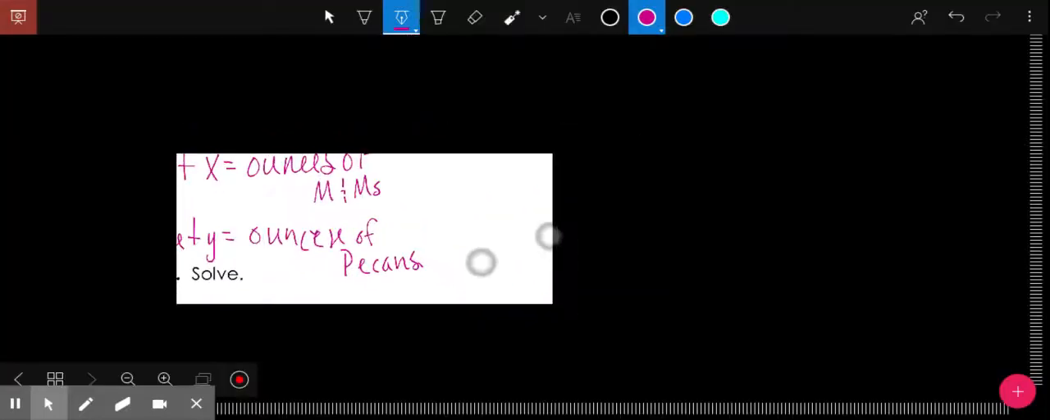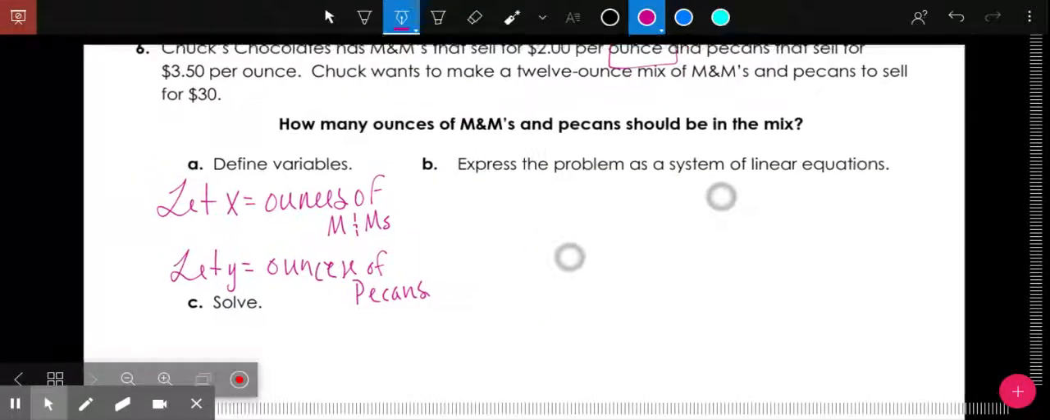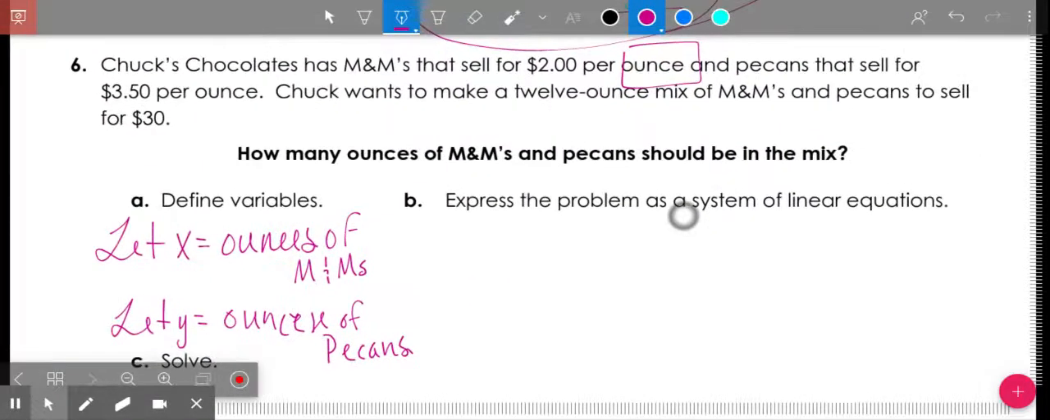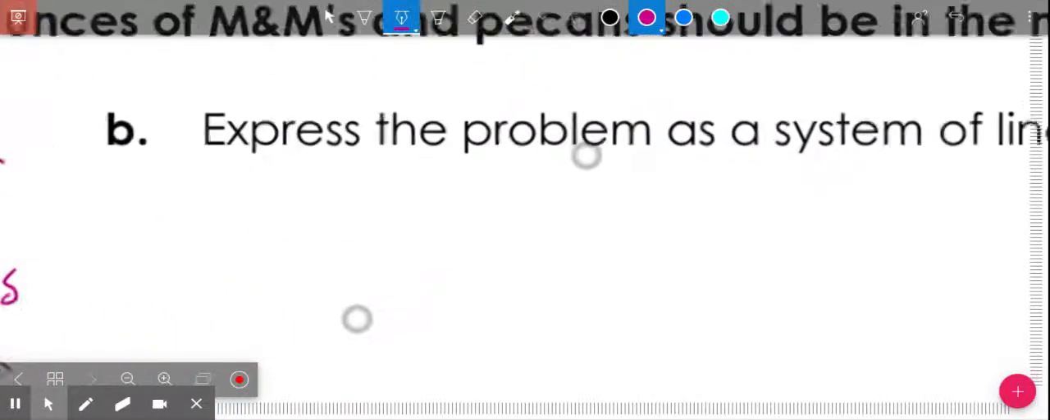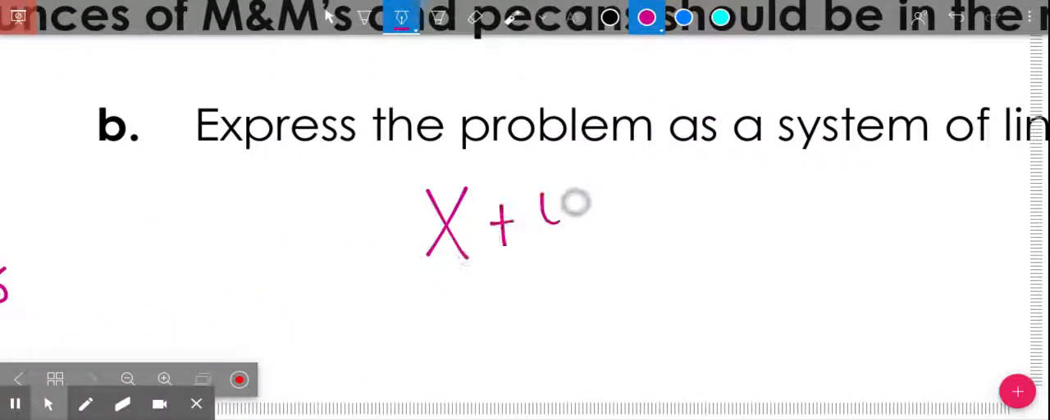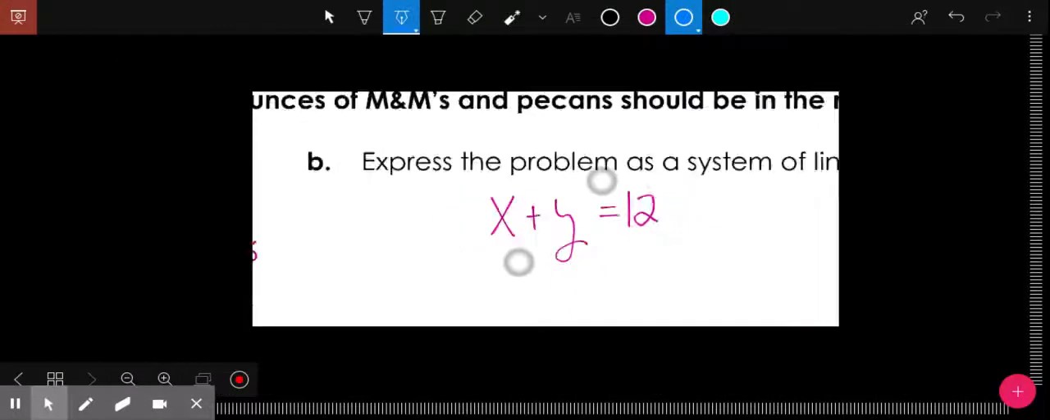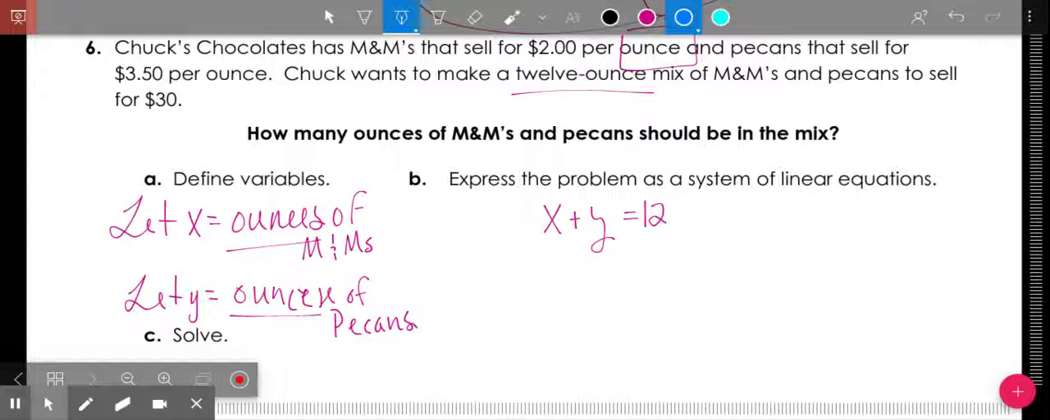All right, so now we're going to set up our equations. So we know that the total ounces need to be a 12-ounce mixture. Okay, so we're the ounces of M&Ms and the ounces of pecans, so x plus y needs to add to 12. So those are our ounces, but we also have our money numbers.